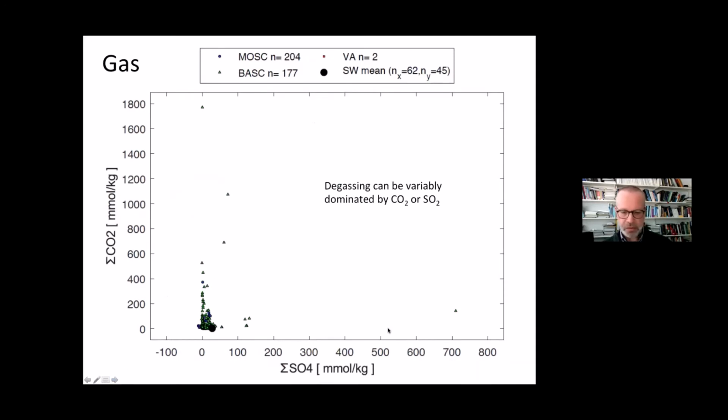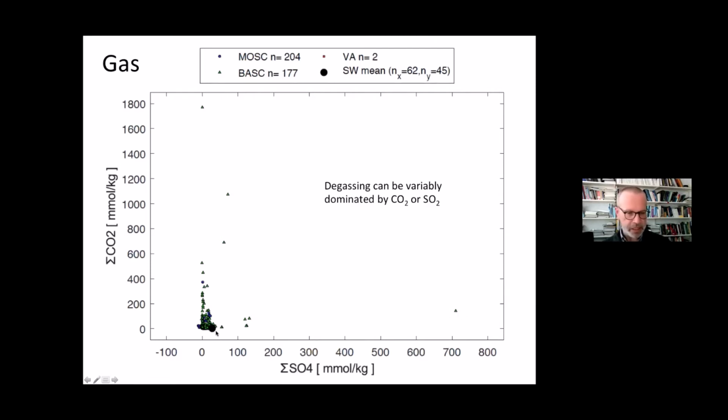This is CO2 versus sulfate now. And here we see that the degassing can be highly variable. It can be dominated by CO2, like in these systems, or it can be dominated by SO2, like in these systems that have these astronomical sulfate concentrations.